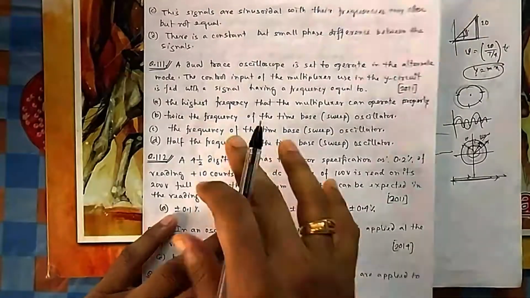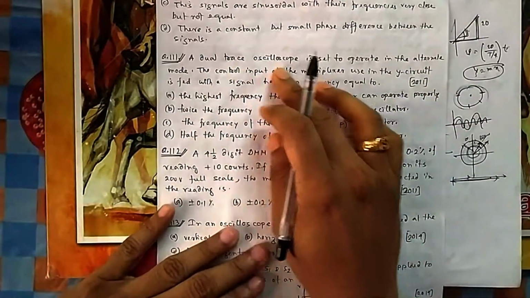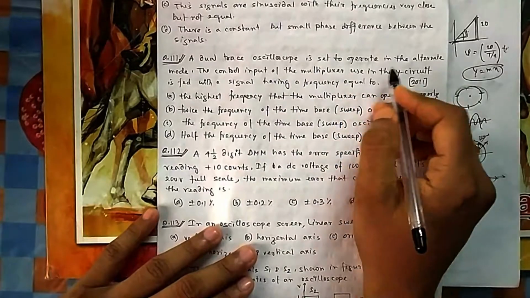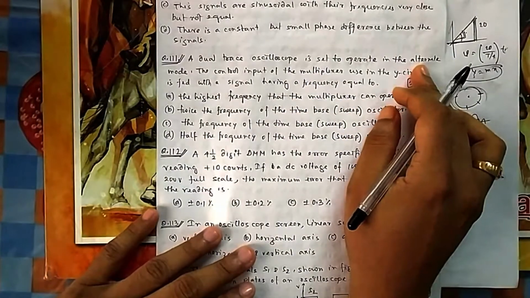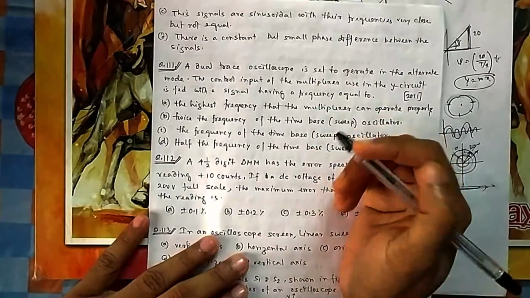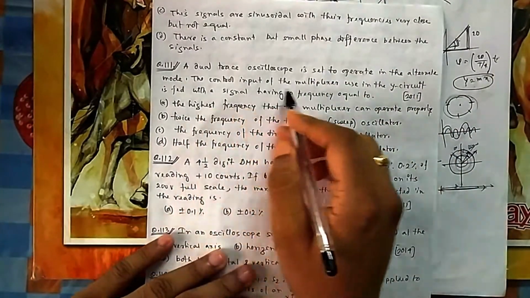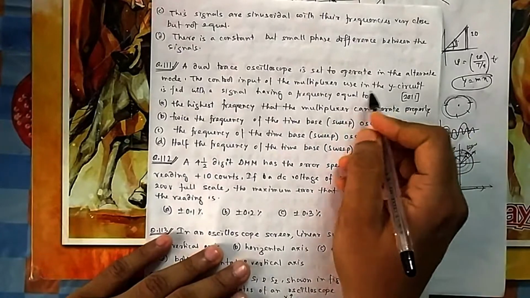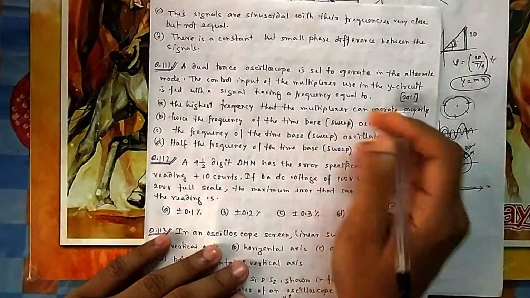Okay, if you come to question number 111, what is it asking here? A dual slope oscilloscope is set to operate in alternate mode. Alternate mode means it will alternately give two signals simultaneously. We will see it. The control input of the multiplexer used in the Y circuit is fed with a signal having a frequency equal to.